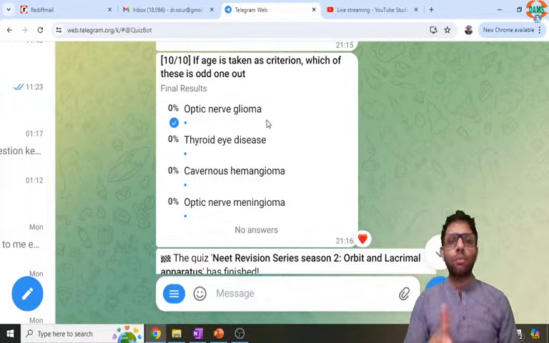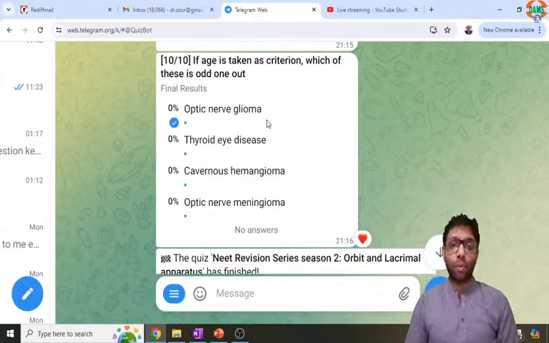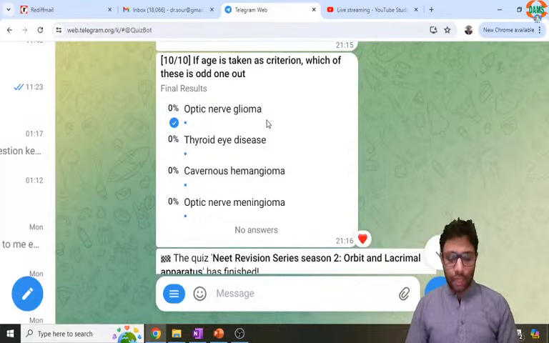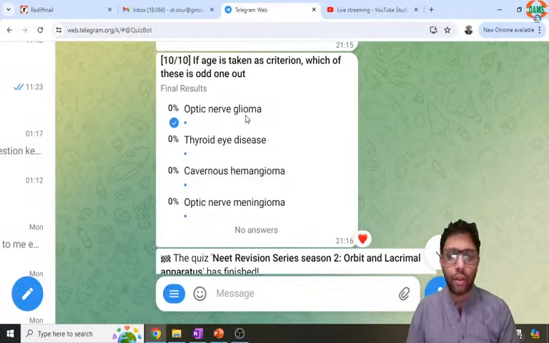Optic nerve glioma is seen in NF1 more than NF2. That is seen in girls, 5 to 10-year-old females most common. That's why if age is considered, optic glioma should be the odd one out over here. That is the 10 questions. I have done correctly.